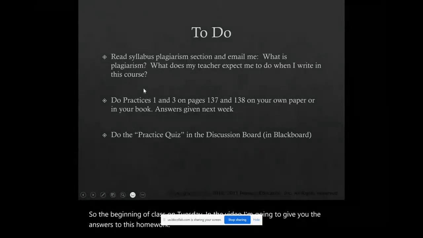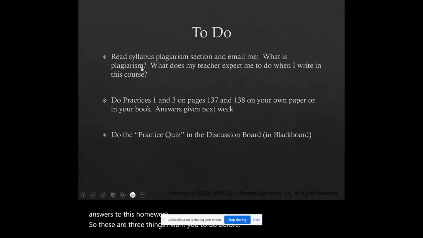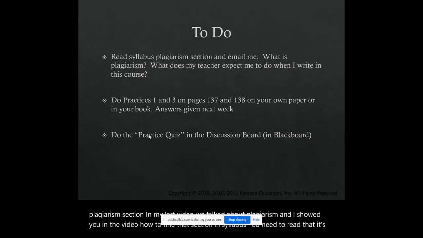Okay, so these are three things I want you to do before Saturday, basically. So you have today and tomorrow. I want you to do these three things. The first one is to read the syllabus plagiarism section. In my last video, we talked about plagiarism, and I showed you in the video how to find that section in my syllabus. You need to read that. It's very important for this class.